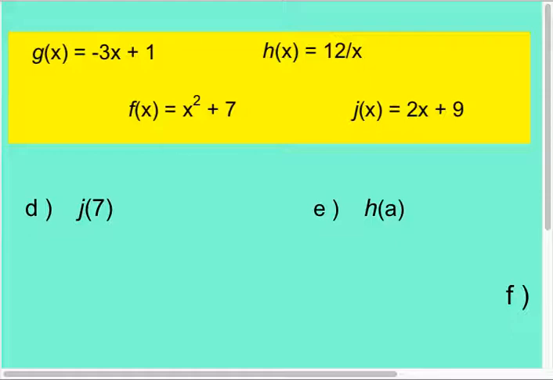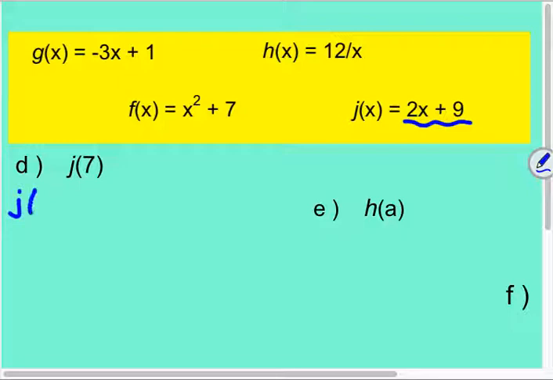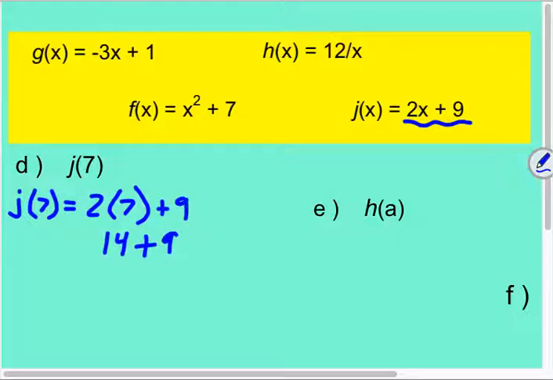If I wanted to write it as an ordered pair, negative 2, negative 6 would be my ordered pair. Okay. Plugging something into the j function, j of 7. The rule for j of x is 2x plus 9, so this would be j of 7 equals 2 times, I'm plugging in 7 for x, plus 9. So 14 plus 9, or just 23.